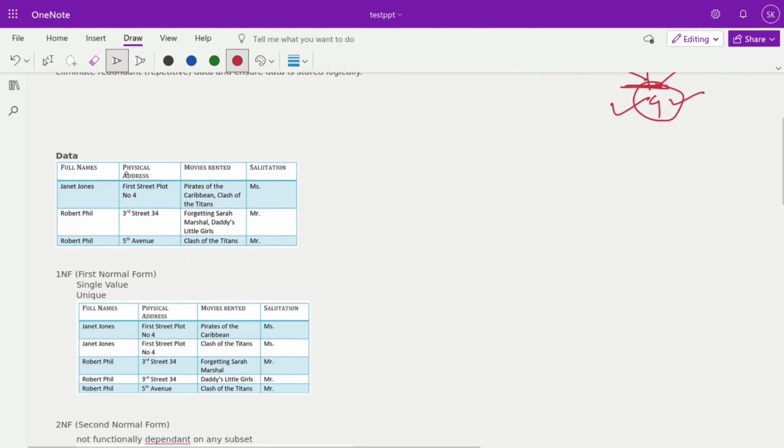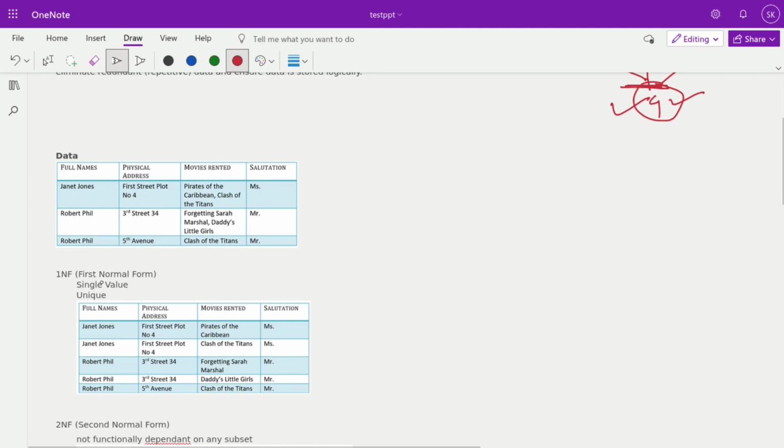This is our data: we have full name, physical address, movies rented, and the salutation of the name. Consider this data: John has an address, but he rented 2 movies at a time. Robert has rented 2 movies, like Forgotten Sir Marshall and Daddy's Little Girl. Then another Robert has a different address and he rented 2 different movies.